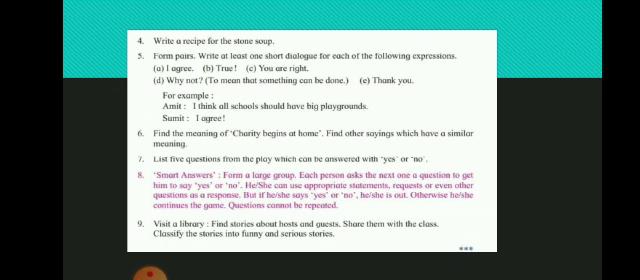Now next is the last one, visitor library. Find stories about hosts and guests. Share them with the class. Here you can share with your friends. Classify the stories into funny and serious stories. If you are getting three or four stories, you have to classify them into funny and serious stories.